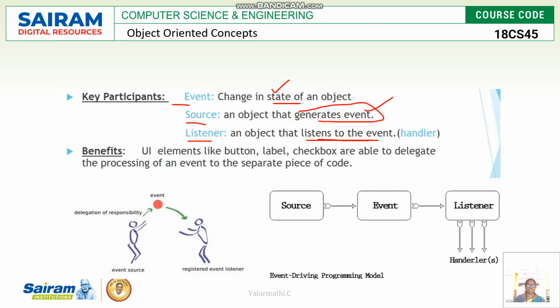And the benefit of this relation is that it provides user interface elements like buttons, labels and checkboxes that are easily able to delegate the processing of events. Here this diagram shows the event source. The event source is going to generate the event. That event will be listened to by the event listener. So this process is called delegation of responsibility. From the source the event is generated, and whatever event is generated by the source will be listened to with the help of handlers.